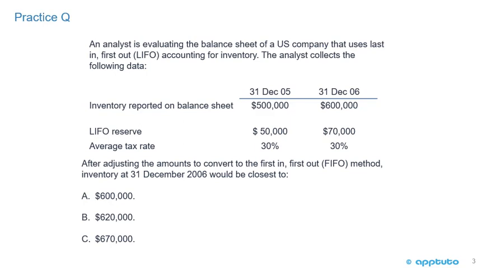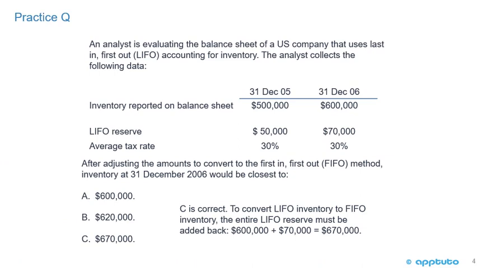So an analyst is evaluating the balance sheet of a U.S. company that uses LIFO accounting for inventory. The analyst collects the following data. The inventory reported on the balance sheet, end of 2005, 500,000, end of 2006, 600,000. The LIFO reserve, end of 2005, 50,000, end of 2006, 70,000, and there's an average tax rate of 30%. After adjusting the amounts to convert to first in, first out, the FIFO method, inventory at 31st December 2006 would be closest to A, 600,000, B, 620,000, or C, 670,000.